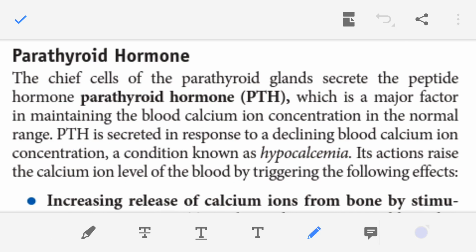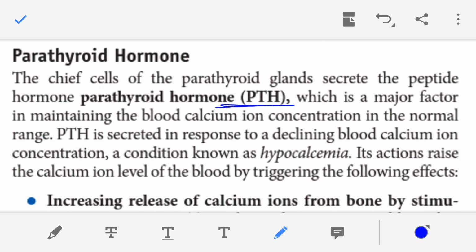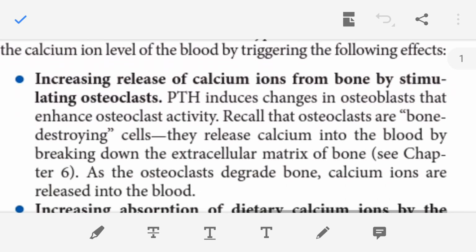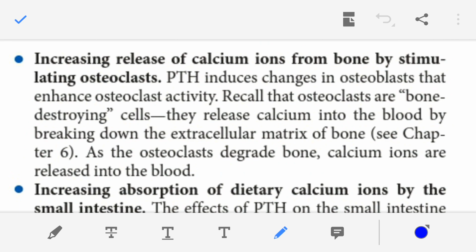Now, what are the actions of this PTH hormone, and how is this PTH hormone bringing the calcium level back to normal in our blood? Okay, so let's find out that. First thing, the first way that the PTH is increasing the calcium ion level in blood is by stimulating the osteoclast cell.